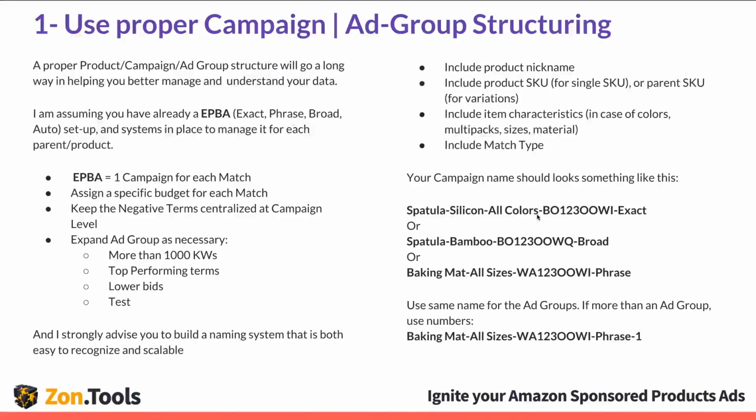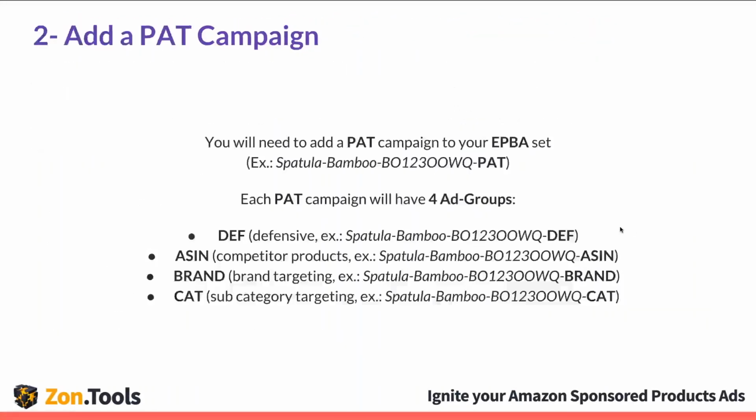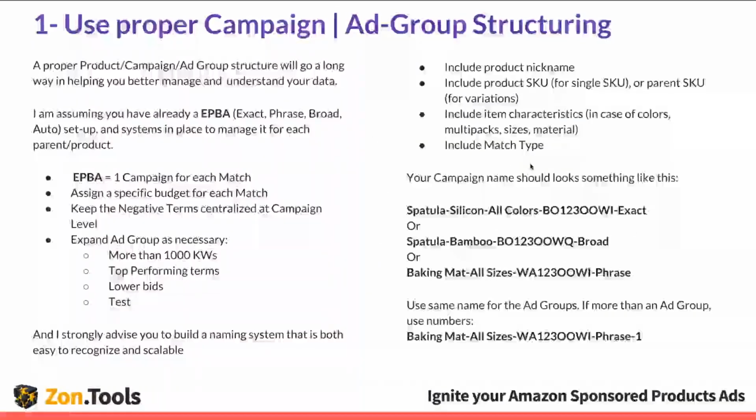campaigns. Include item characteristics. I don't know what color you're targeting, so say this is a pink item. Is it a multi-pack, 4 packs, 6 packs, 8 packs? Is it a small size, big? Or is the material metal? Is it silicone? Is it wood? Is it bamboo? And always include what match type this campaign is for, or this ad group is for.